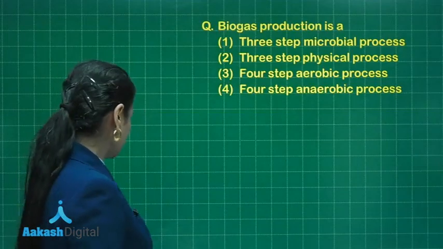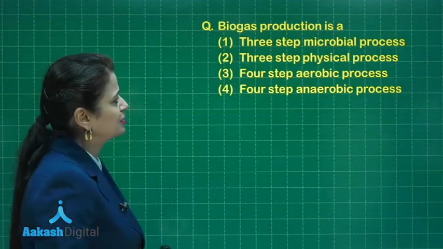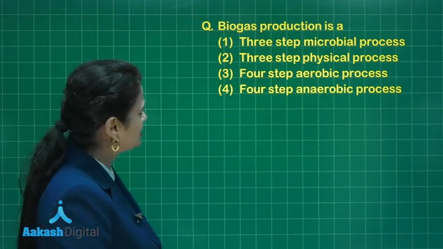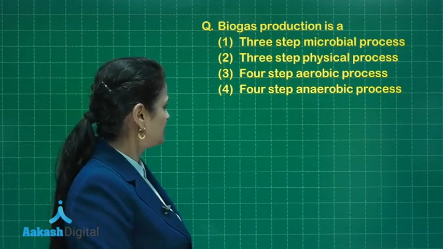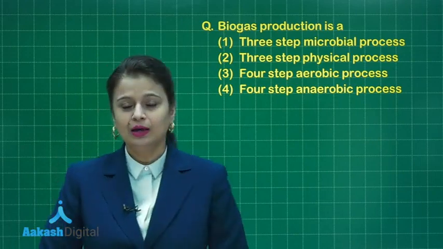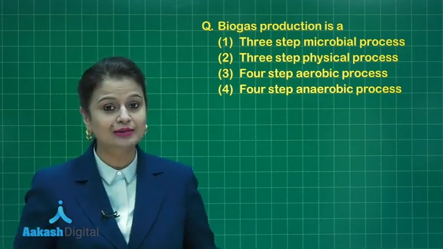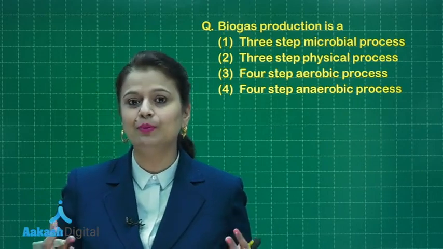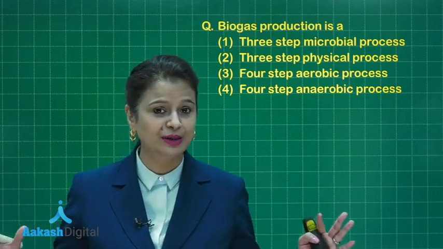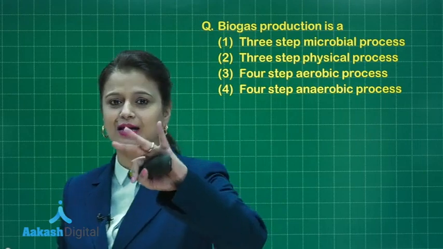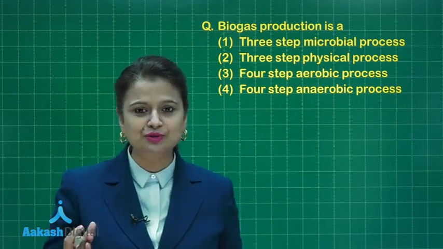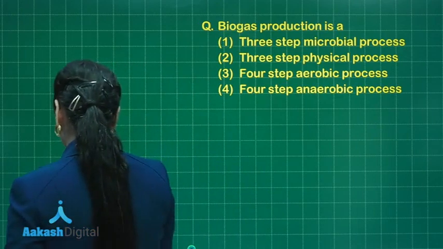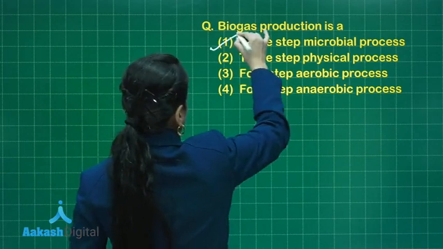So after this, we are going to take up one question here. Biogas production is a 3-step microbial process, 3-step physical process, 4-step aerobic process, 4-step anaerobic process. Now, formation of biogas utilizes microorganisms which are anaerobes. So basically anaerobic microorganisms are involved in biogas formation, and it includes 3 steps: solubilization, acidogenesis, methanogenesis. So the right answer to this question is option number 1.